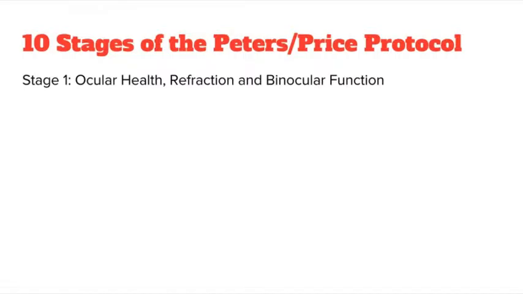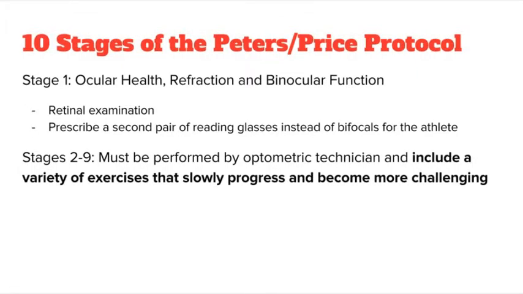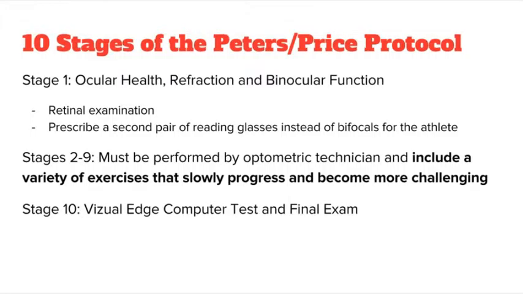Stage 1 includes retinal examination and prescription of a second pair of reading glasses. Stages 2 to 9 include a variety of exercises that slowly progress and become more challenging. Stage 10 ends with visual edge computer testing that improves your timing, visual perception, decision making, and your overall visual system.